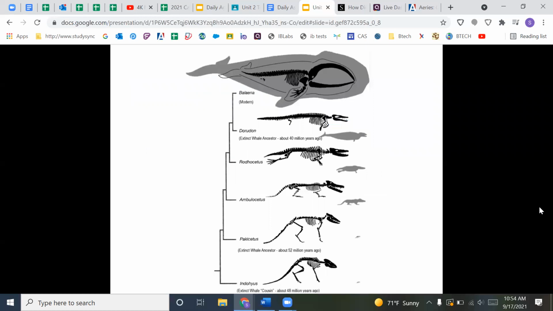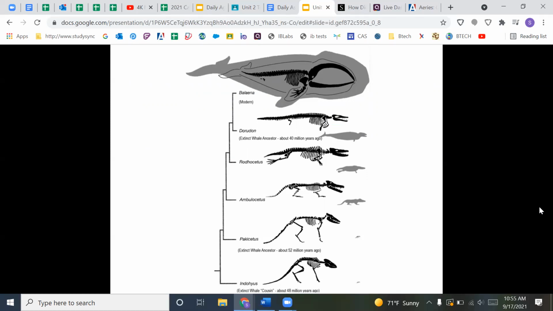Here's the image. So in looking at these fossils, basically we want to look at the change in traits. This is where you can probably get a lot of inspiration for summarizing. Here's our modern whale. Okay, this is a baleen whale. This is a very common skeletal structure for a whale. So if we look at this whale compared to the ones before it, what are some major differences that we're seeing?